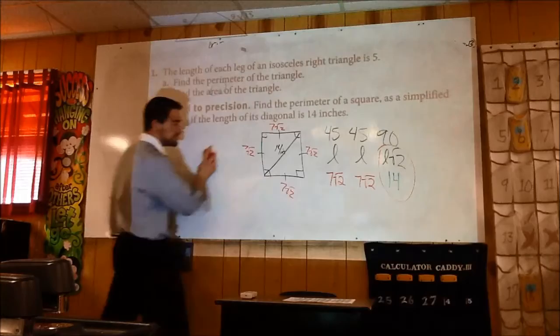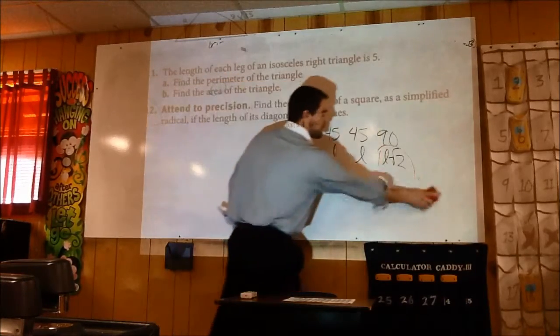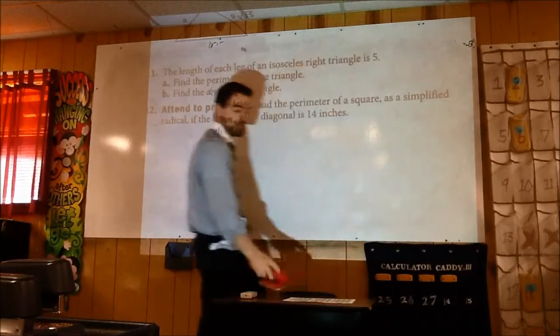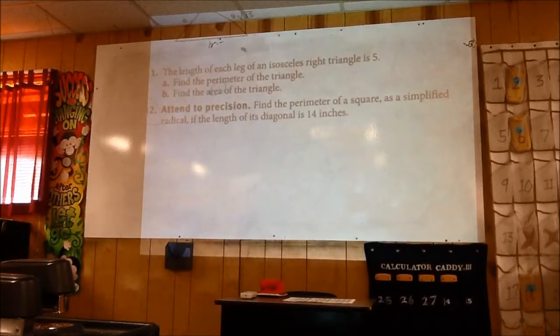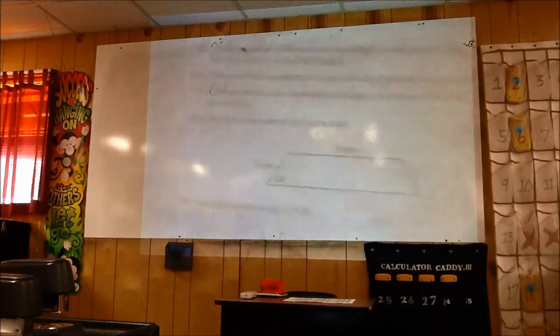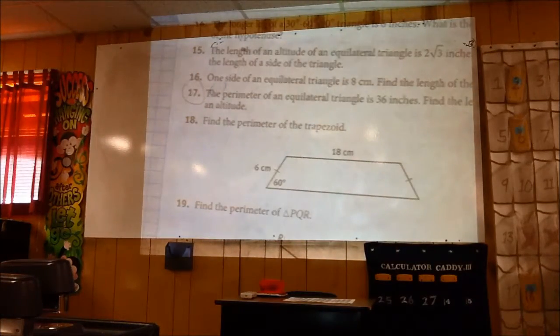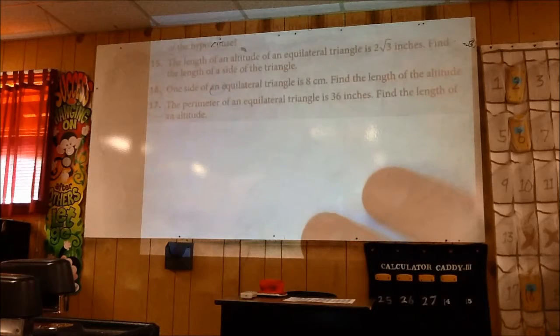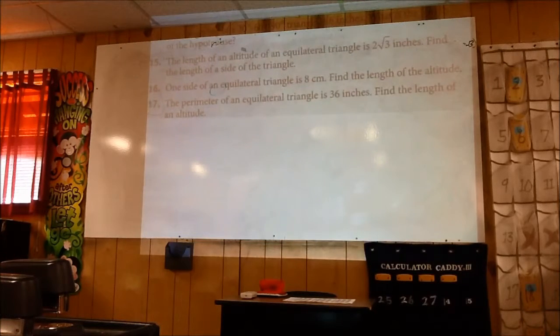All right, the last one. Go ahead and flip to that page in your SpringBoard textbook. This is on page 298. SpringBoard page 298, number 17. It gives us the perimeter of an equilateral triangle.